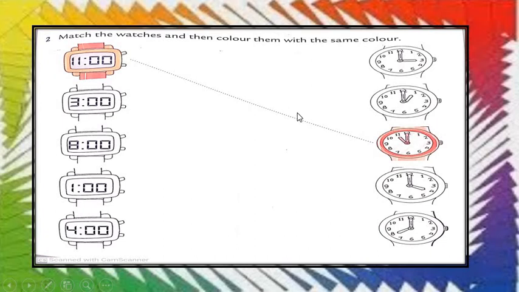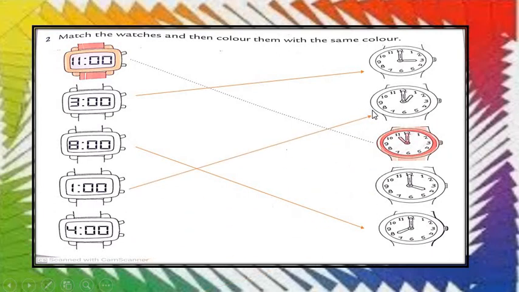We already got the answer for the first. 11 will match with 11 o'clock. 3 will match with 3 o'clock. 8 will match with 8 o'clock. 1 will match with 1 o'clock. 4 will match with this 4 o'clock.